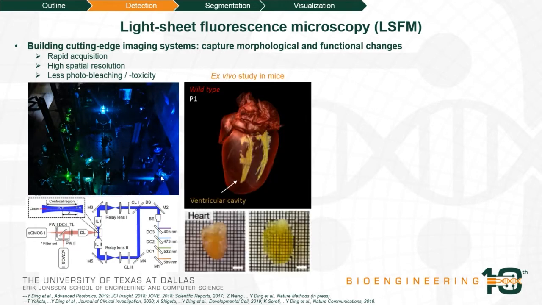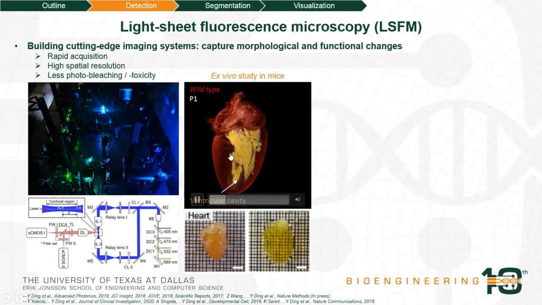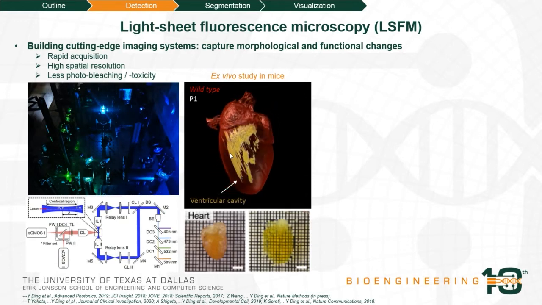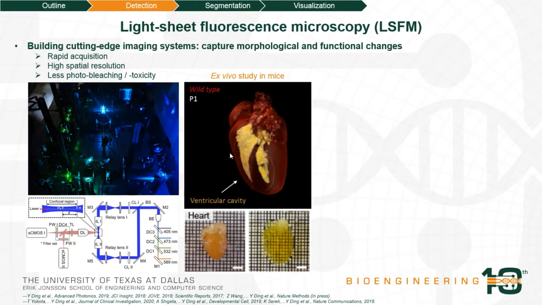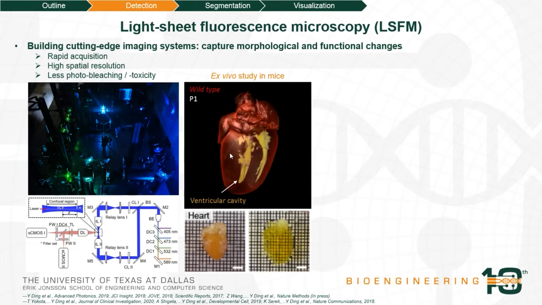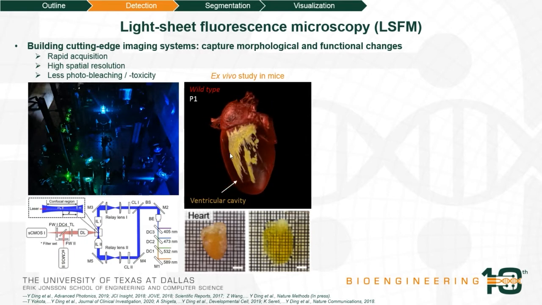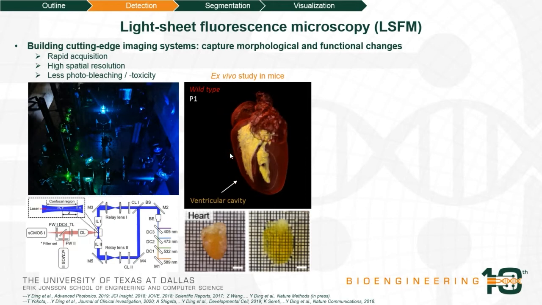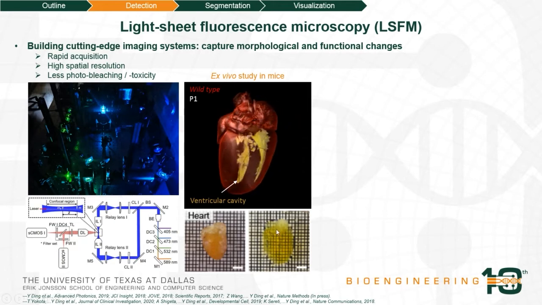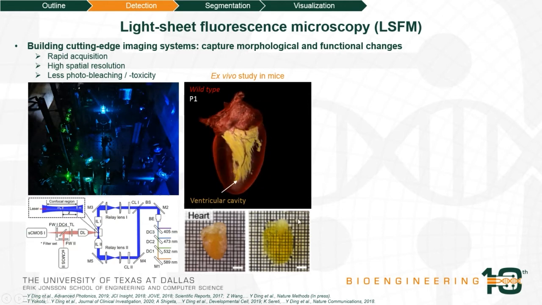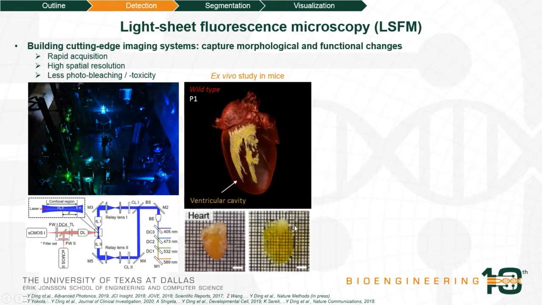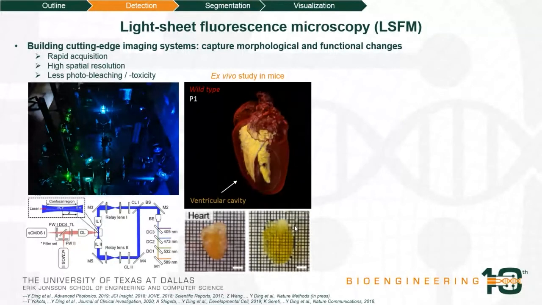Once we build the imaging system, we could use it for mouse heart imaging like this video shows. Without mechanical sliding, we could visualize the ventricular cavity inside the heart. We are able to image the whole heart within 1 minute. To make this happen, we also include another method called tissue clearing to render the heart transparent or translucent. So that's why you could see the grids behind the heart.